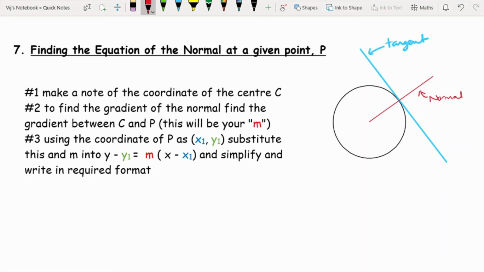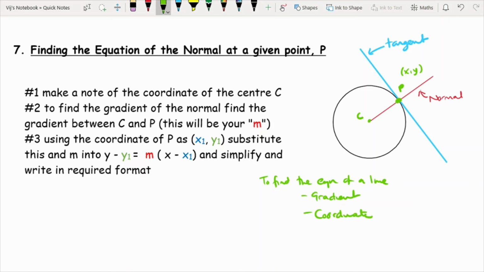Now we've been asked, and it's at point P, so let's just get a different colour pen, and this is our point P. So in this particular question, you'd be given the equation of a circle, you'd be given the coordinates of P, so let's just call this xy, and we need to find the equation of that red line. Now to find the equation of a line, you need the gradient and you need a coordinate.